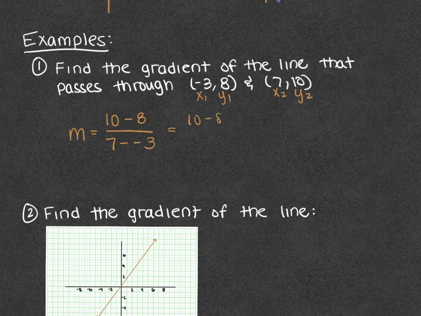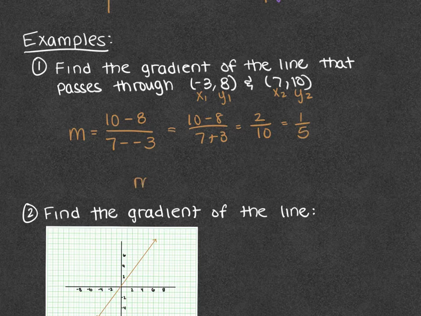So we get 10 minus 8 over 7 plus 3, which is 2 over 10, and we can reduce that to 1/5. So my gradient is just 1 over 5.